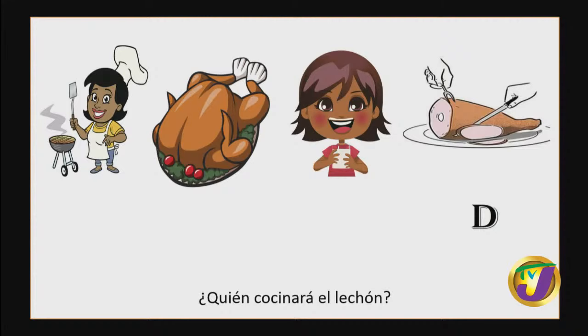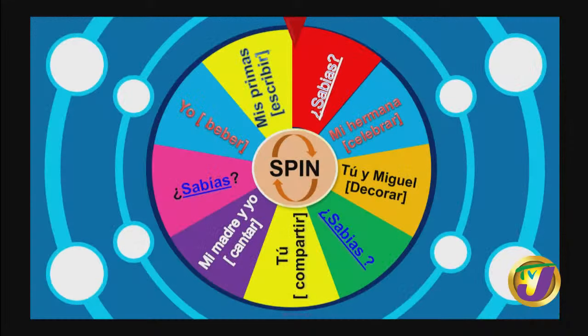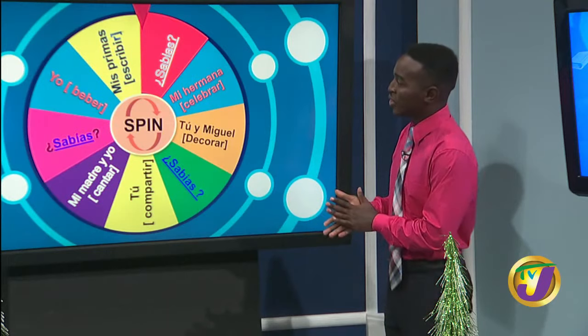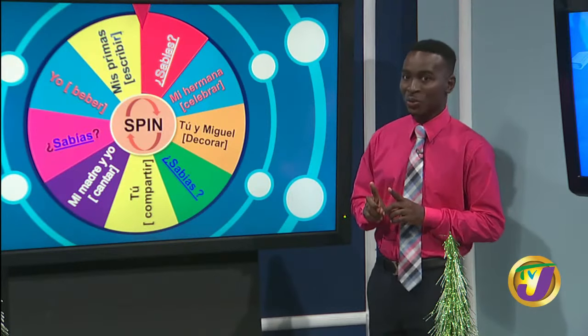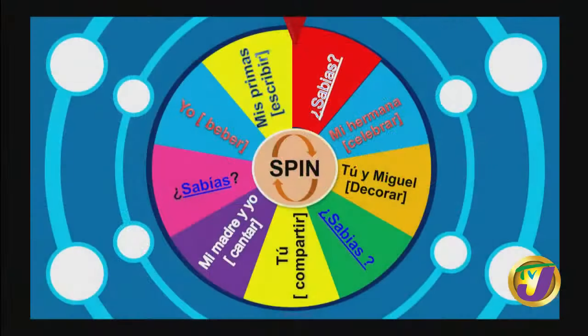Muy bien. Entonces, en este momento, vamos a jugar la ruleta animada, ¿verdad que sí, Kevon? Sí, muy bien. So, voy a explicar el juego. Now, students, we are going to play a game, right? And you are going to spin the wheel, okay? And wherever it stops, you are going to tell us what each person will do. Okay, students? Muy importante. Right. Entonces. For example.